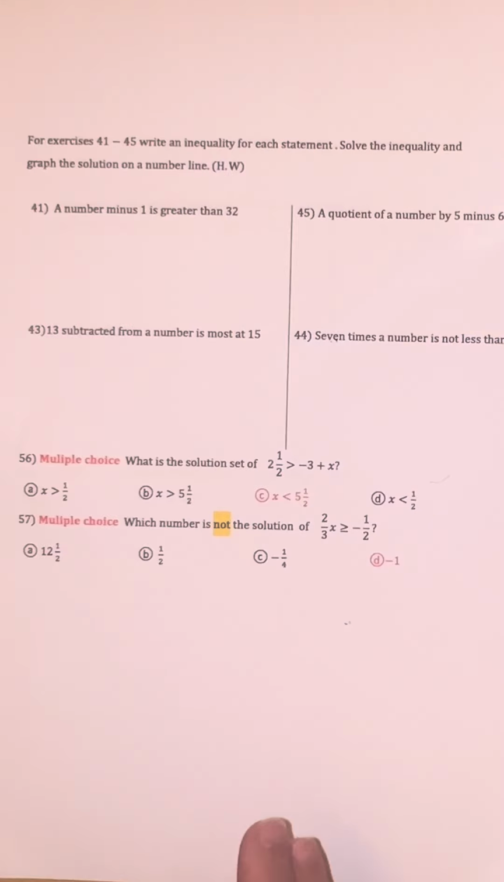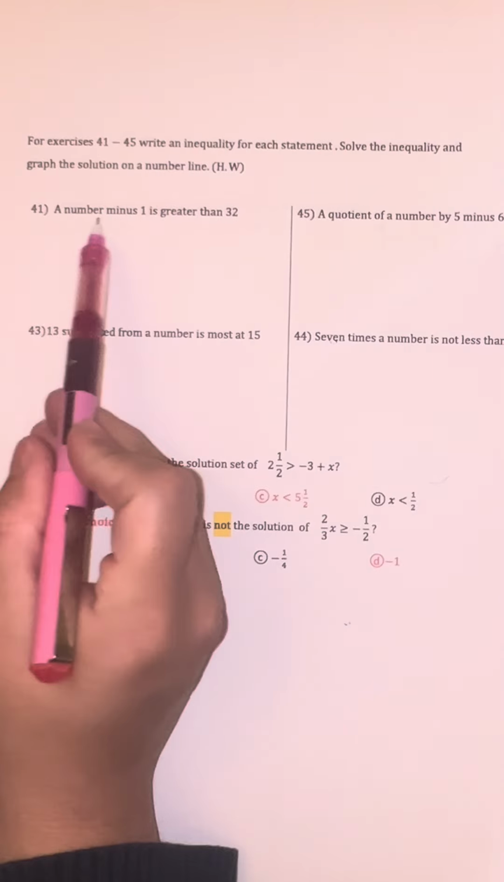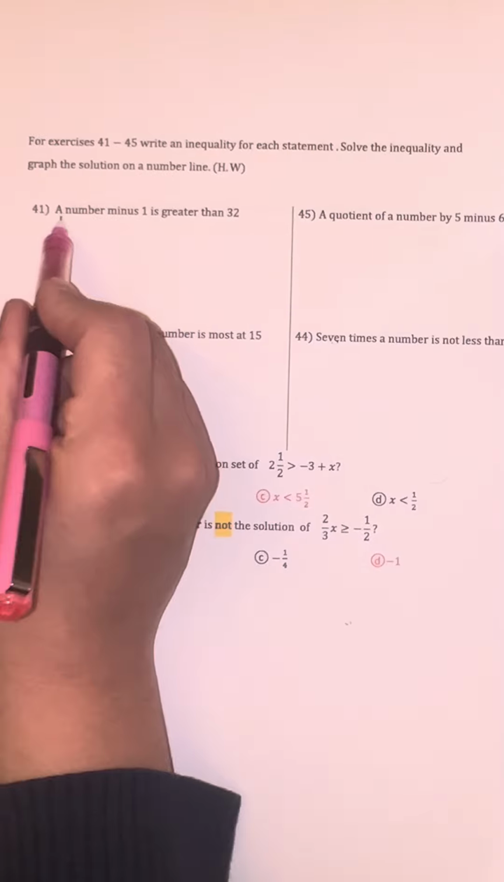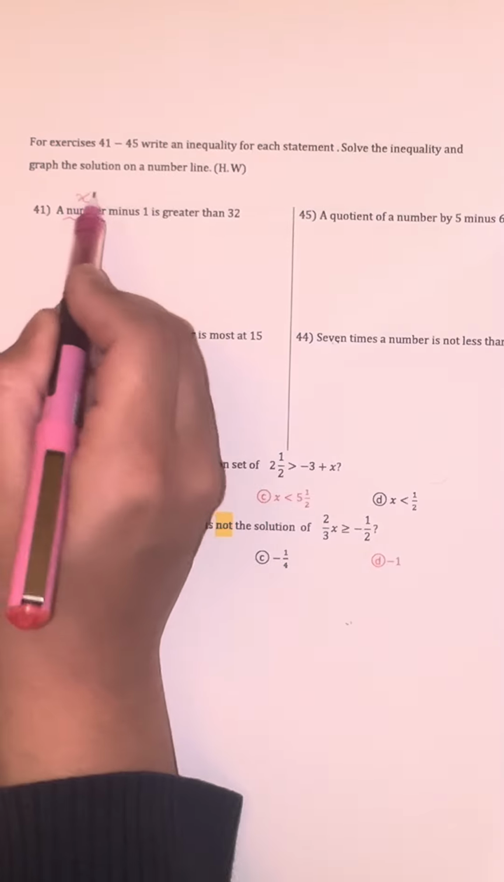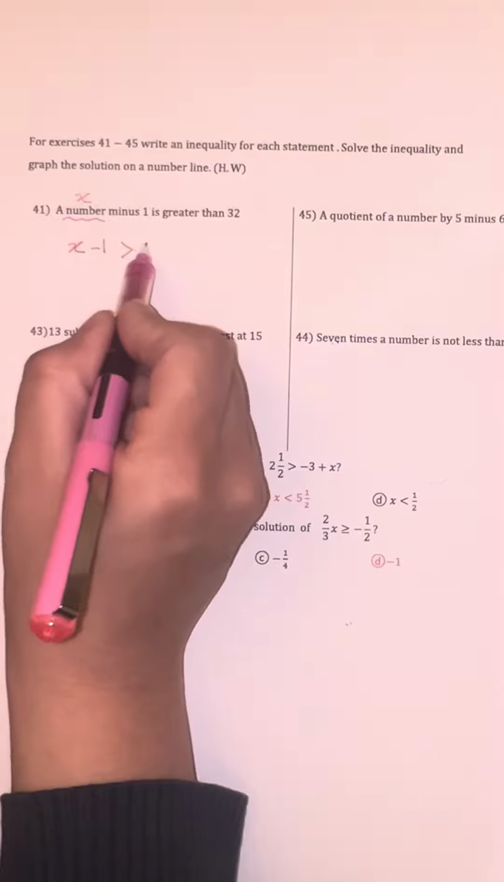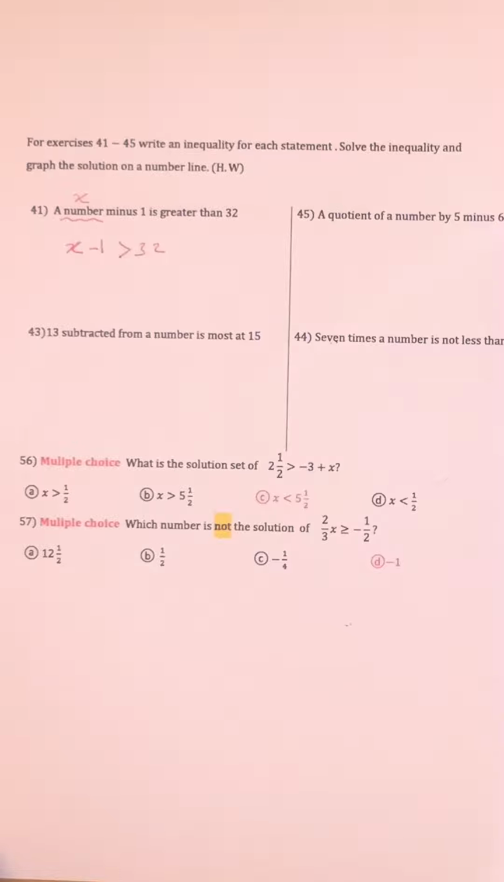So we have some questions. We have a statement we need to change to an inequality, okay? The first one, a number minus 1 is greater than 32. Any number means variable. I will write x minus 1 greater than 32. Okay, just change the statement or the words to a mathematical statement as an inequality.